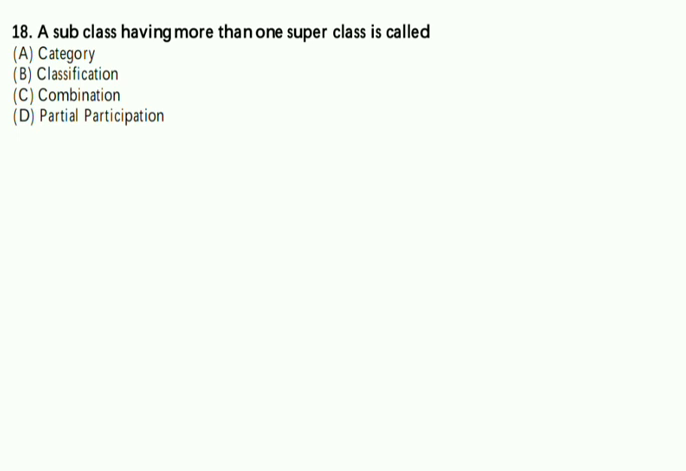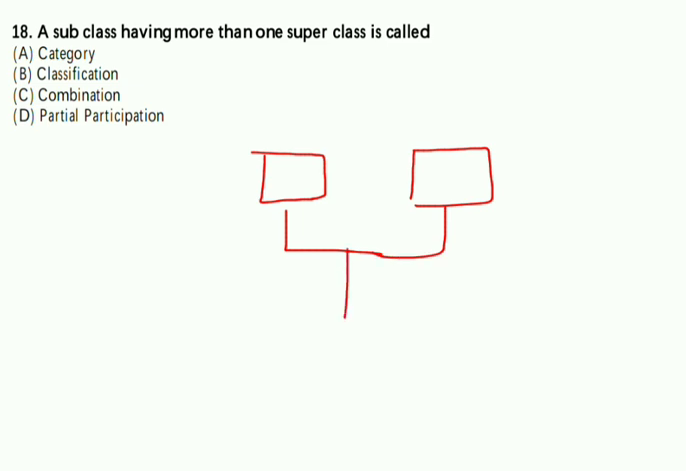A subclass having more than one superclass is called, so it is called a category. So here a subclass is having more than one superclass. That means it is following multiple inheritance. So we have more than one superclass for the subclass.